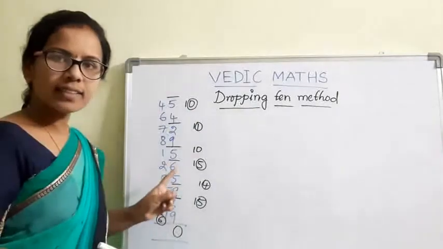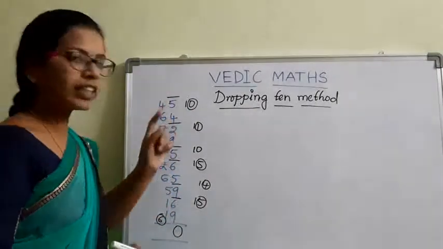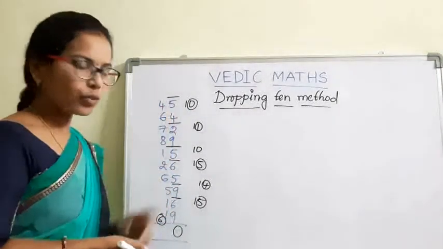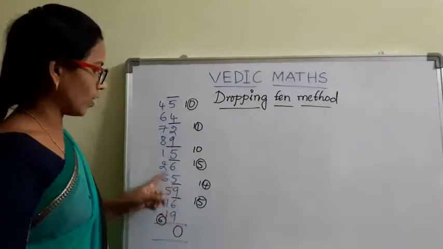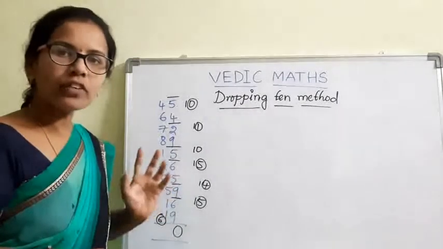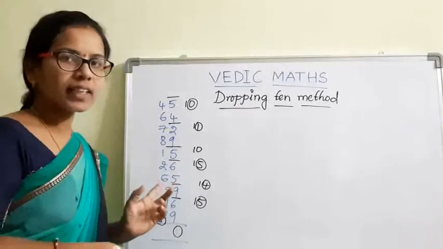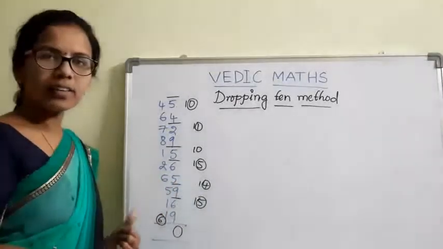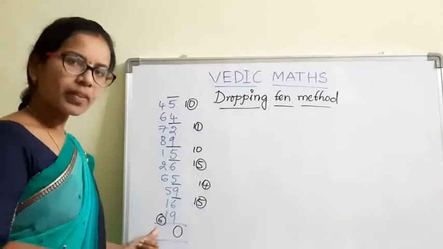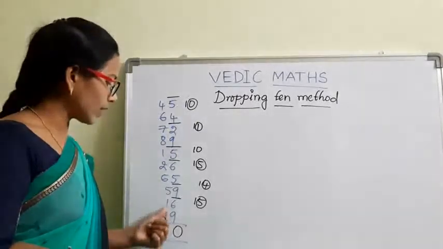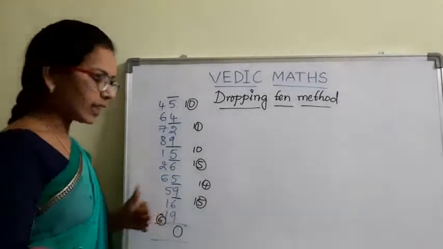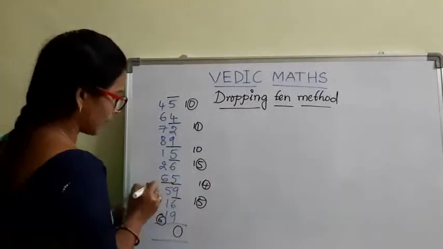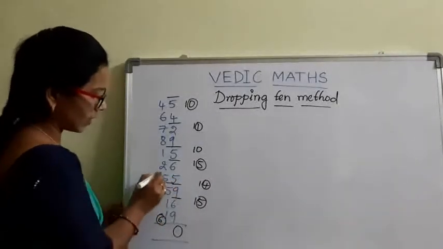Count the lines not by showing the finger. In mind only we have to do the calculation. By seeing only we have to count the number of lines. Here we got 6, so we have to carry 6 to the next line. Again start counting from 6. 6 plus 1, 7. 7 plus 1, 8. 8 plus 5, 13. Drop 10. Carry this 3 to the next number.